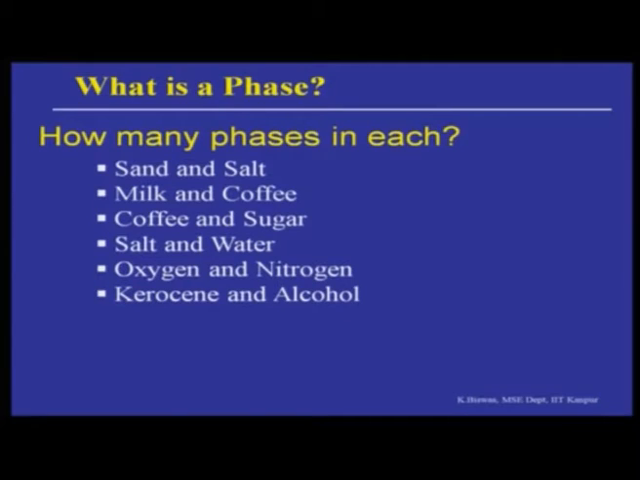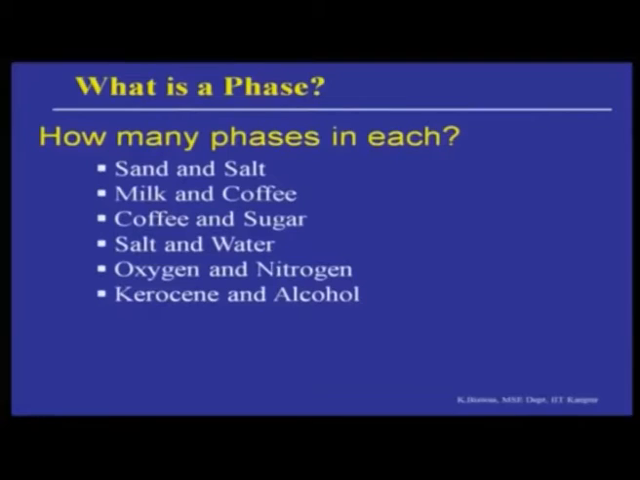Again, if I add sugar into coffee, sugar will mix atomistically nicely with coffee. There is no problem, that is why we drink coffee with sugar, we like it. So coffee and sugar is a miscible system, therefore a single phase. Salt and water, same story, salt mixes nicely with water, single phase. Oxygen and nitrogen, I told you gases are always a single phase. Kerosene and alcohol, they do not mix with each other, so therefore they are two separate phases.